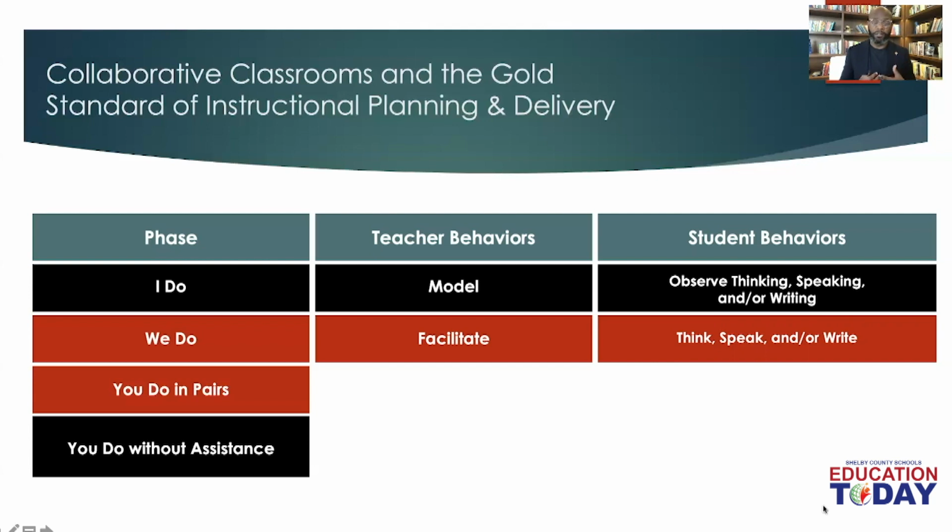So then how should the we do look? The we do is really an opportunity for every student to do the work associated with the objective. And what does that mean? It means that if I've already modeled for kids how to identify the key details in order to determine the main idea of the text, now it's an opportunity for every student to pick up their pencil or their pen and think through, speak through, or write through it, sort of like a formative assessment opportunity. So we want every kid to pick up their pencil and identify a key detail connected to the main idea of the text.